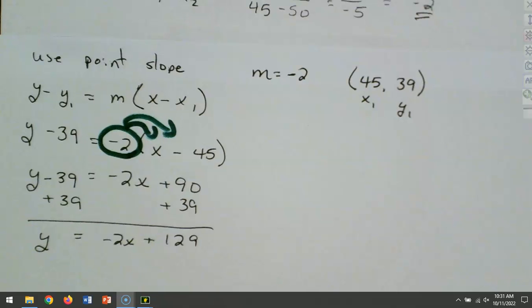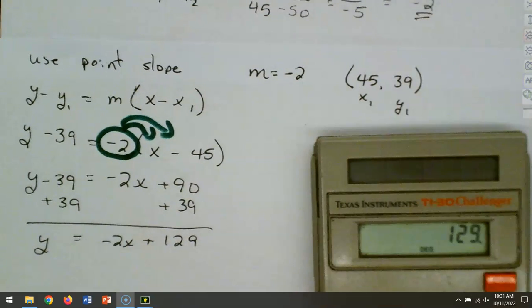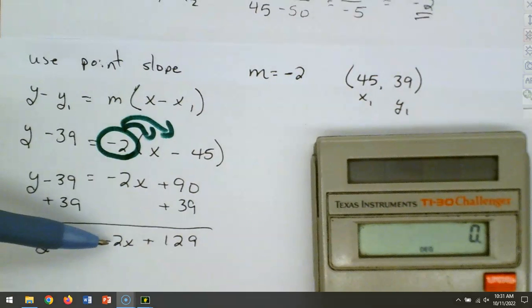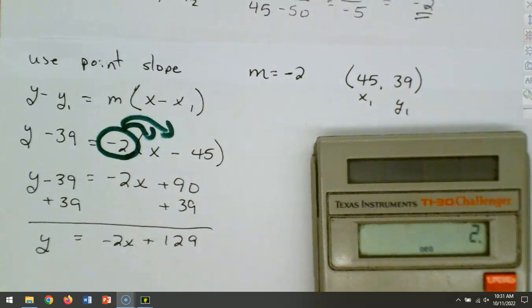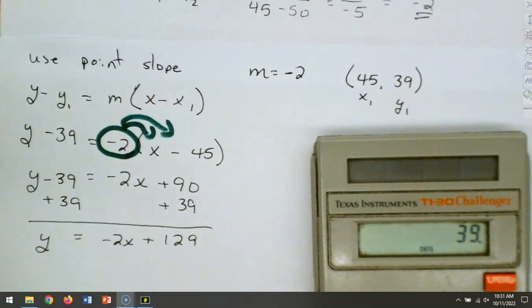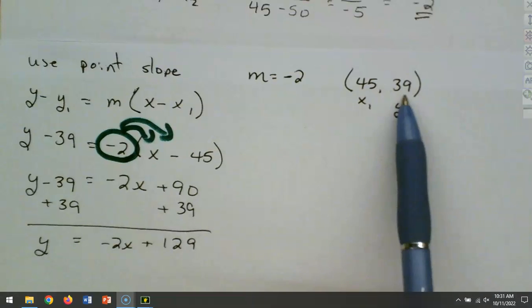By the way, how can you check and make sure it's correct? You can always check by plugging in your point. Right? So if I plug in that 45, I better get out that 39. So let's check that real quick. Minus 2 times 45. That's a minus 90. Add to that 129, and what does that give you? 39. That's what you want, right? You plug in the x, you should get the same y value out. Or not the same value, but the one that you need out.